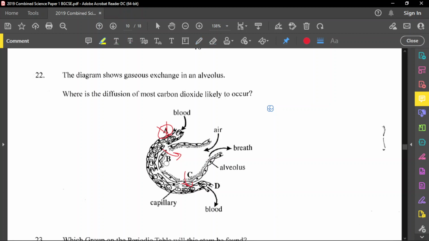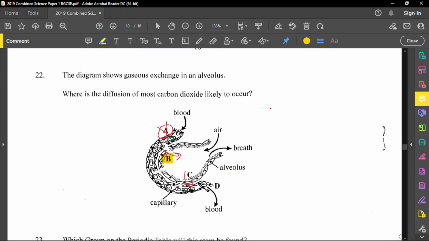The question asks where the diffusion of most carbon dioxide is likely to occur, which means leaving from the blood into the alveoli. This is an alveolus because it's singular. So it leaves from the blood into the alveolus, and then it will be excreted by exhalation.